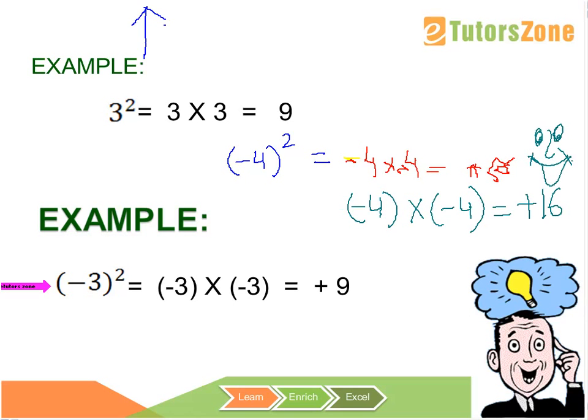Negative 3 squared. That is negative 3 into negative 3. That gives you positive 9. Okay, is it clear? Yeah, it's clear.